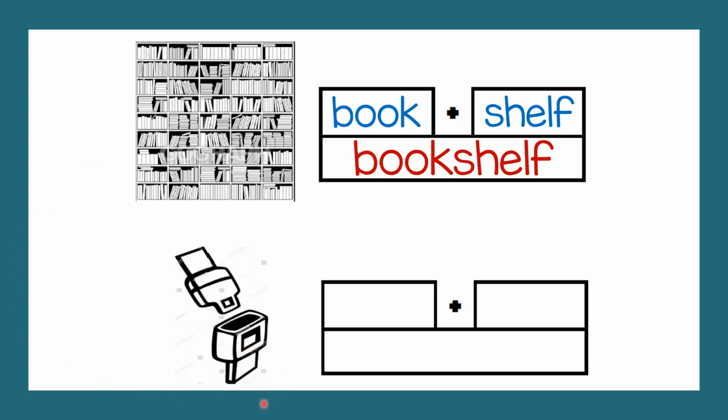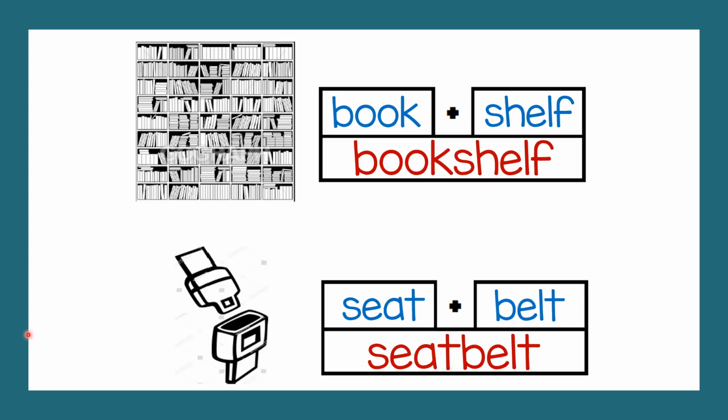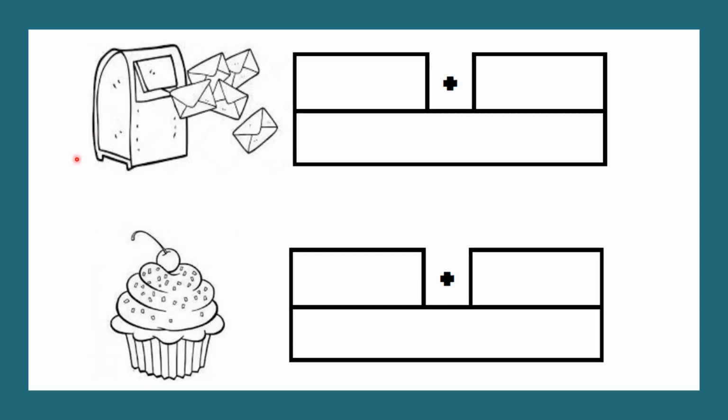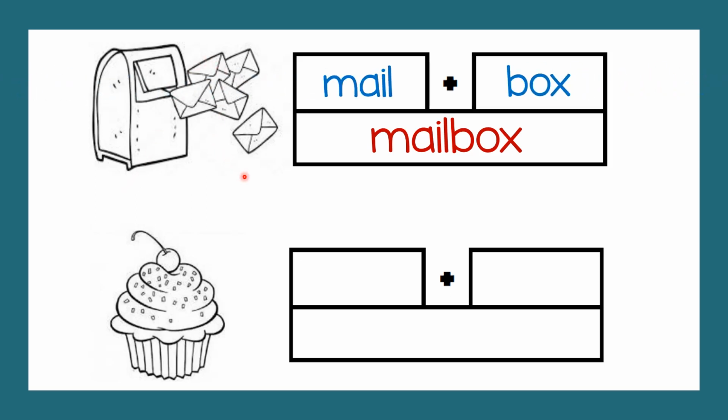This picture, you wear this when you get in the car. What is this? It's a seat belt. The nouns that make up seat belt are seat and belt. Another tick if you got that correct. This one, you see in front of Pos Laju. What is this? It's a mailbox. It is made up of mail and box. Another tick if you got that correct.